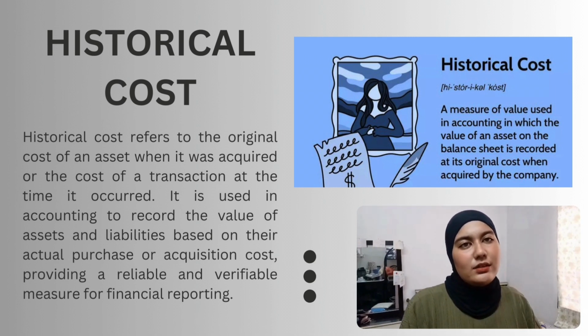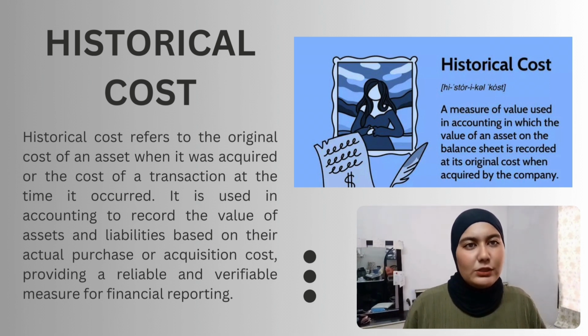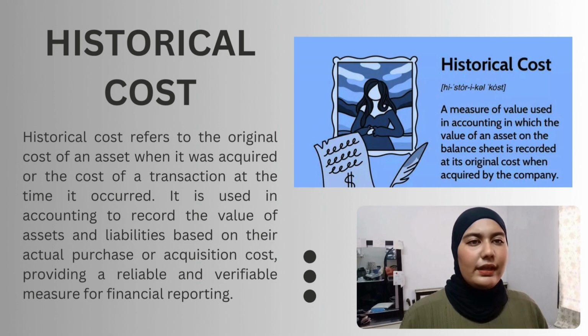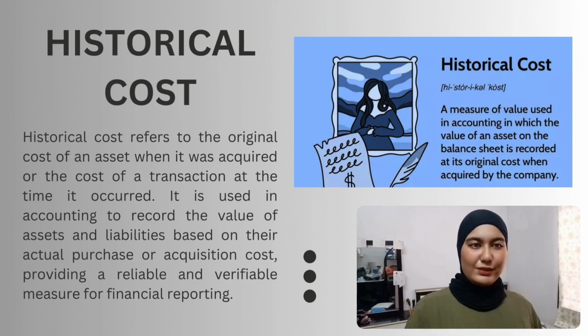Today I will talk about historical cost. Historical cost refers to the original cost of an asset when it was acquired or the cost of a transaction at the time it occurred. It is used in accounting to record the value of assets and liabilities based on their actual purchase or acquisition cost, providing a reliable and verifiable measure for financial reporting.